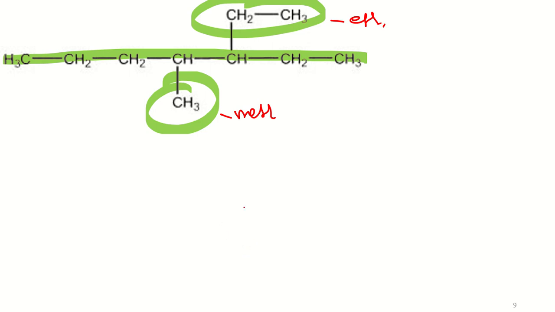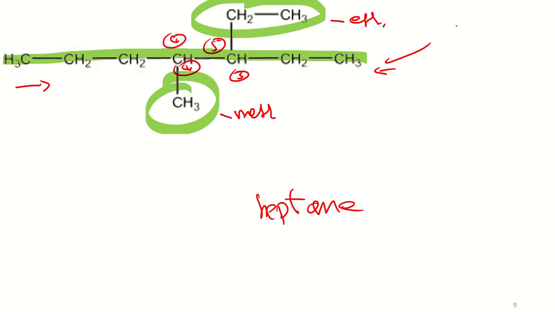So our longest chain is hept again, so we're on 7. We're all carbon-carbon single bonds, so we're an alkane. Okay, right, we have a methyl and we have an ethyl. Let's number left to right. If we number left to right, our numbers are 4 and 5, and if we number right to left, our numbers are 3 and 4. So we always use the lowest combination of numbers. So in this case, 3 and 4.